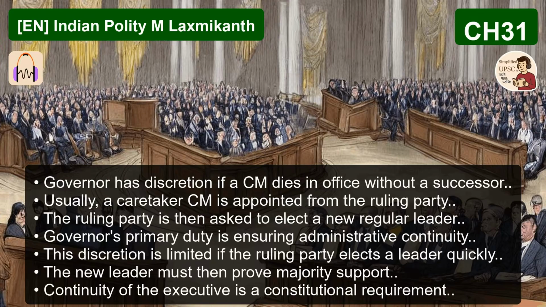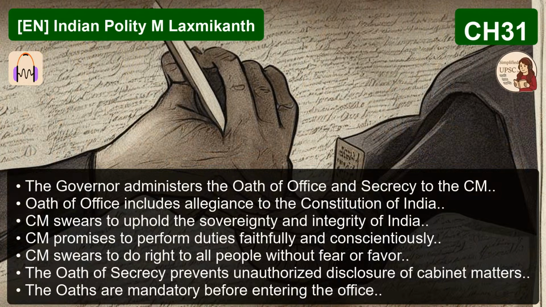Okay, what's the second situation where the governor has to use their discretion? This one is less common but can be very destabilizing. It's when an incumbent chief minister dies suddenly in office and there's no obvious successor. A leadership vacuum. A complete vacuum. The governor's first job is to ensure administrative continuity. So they might appoint a senior minister as a sort of caretaker CM just to keep things running, while the ruling party sorts itself out.